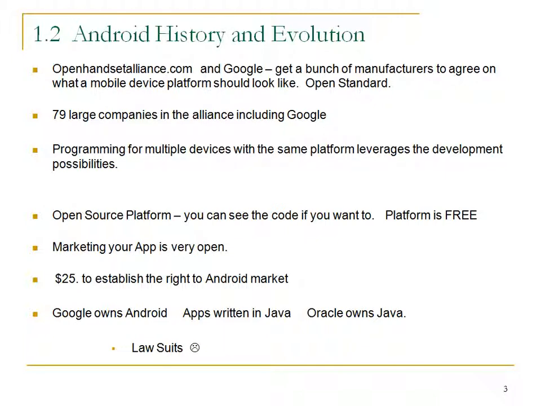So a group of companies got together, 79 of them, and they formed this alliance, the Open Handset Alliance. And they wanted to agree on what a development platform should look like for mobile devices. So a handset alliance probably isn't the name that they would have picked now, because a tablet probably isn't really what we think of. A tablet computer isn't what we think of as a handset. You think of that as like a cell phone.